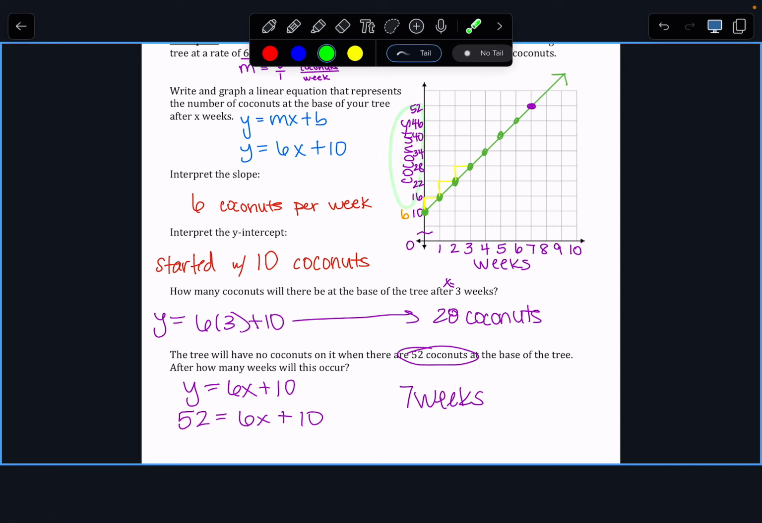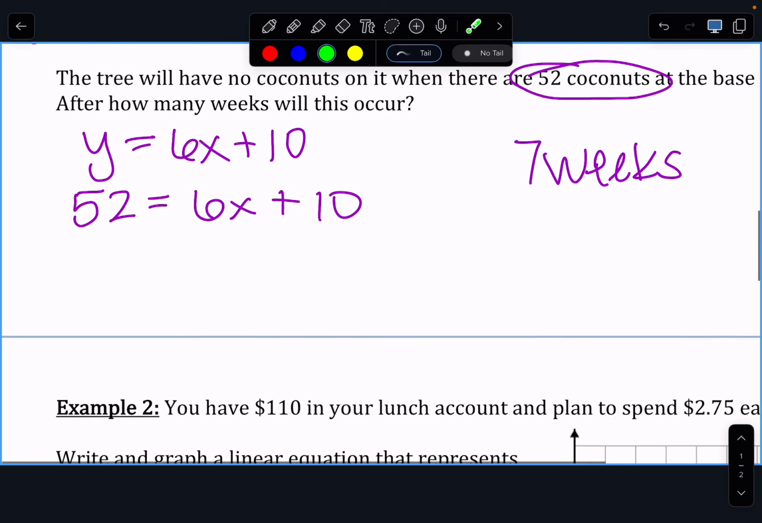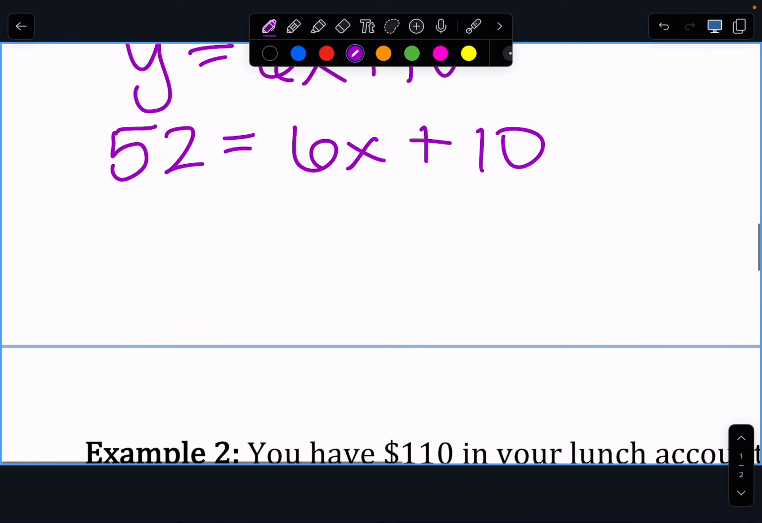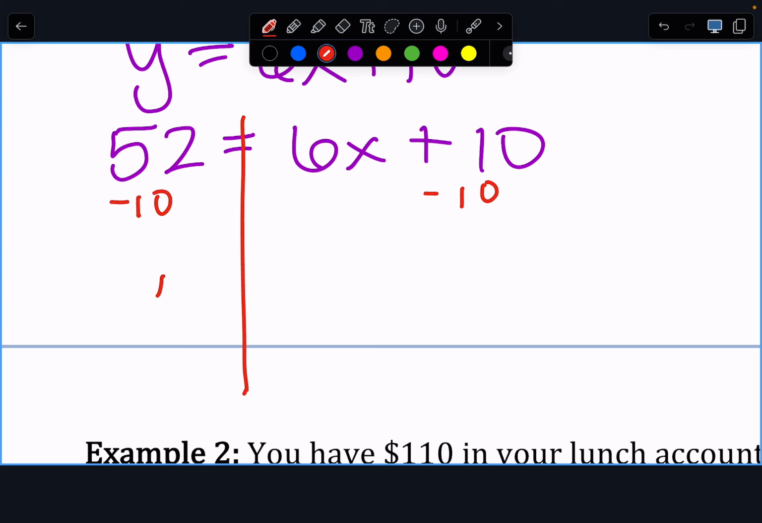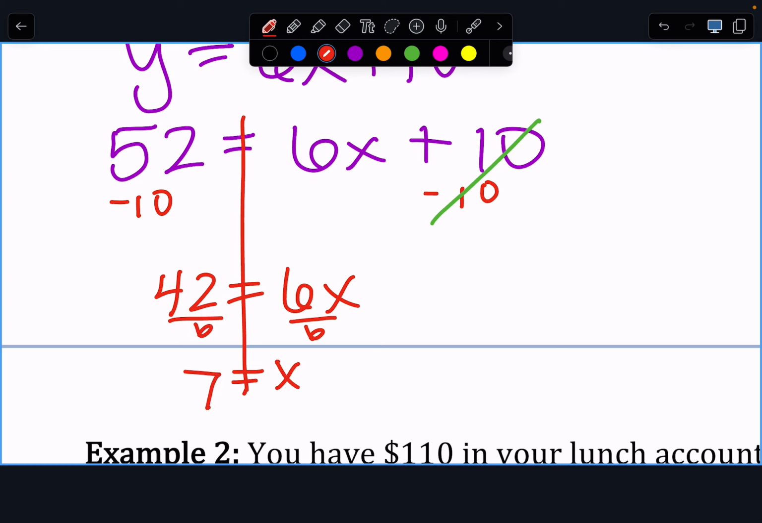Coconuts is on the y-axis. 52 coconuts means we're going to replace y. Okay? Do we know how to solve something like this? Yeah. Minus 10. We would have to minus 10 to get 42 equals 6x. Then what? Divided by 6, our answer is 7, is what Matthew was trying to say. He was just too excited. Right?